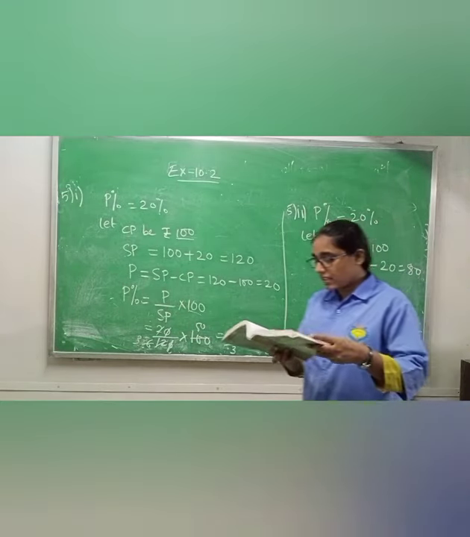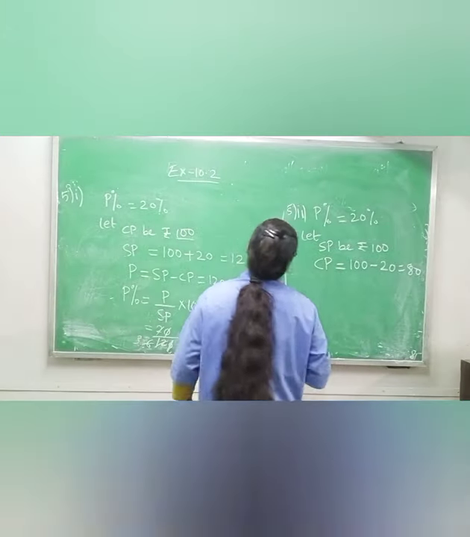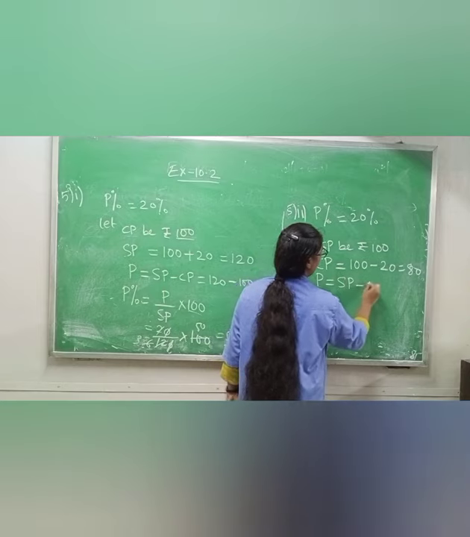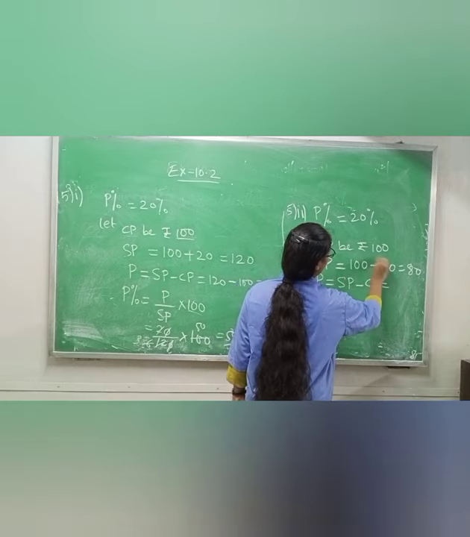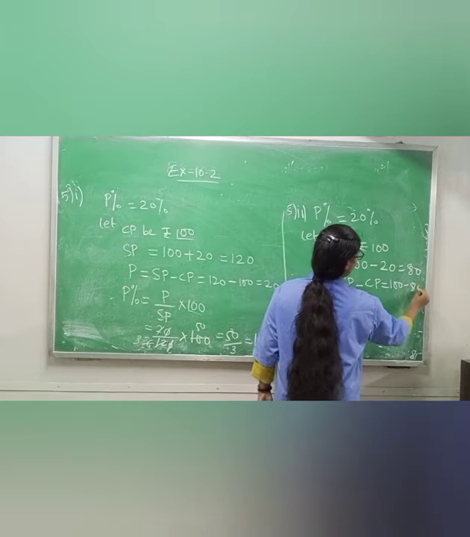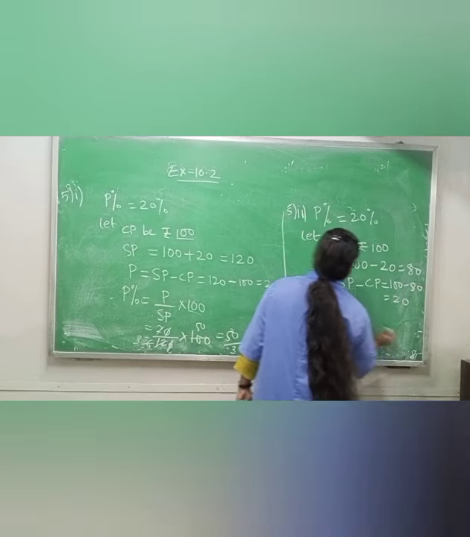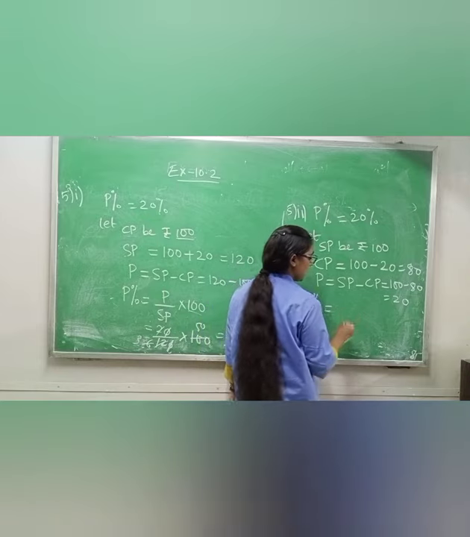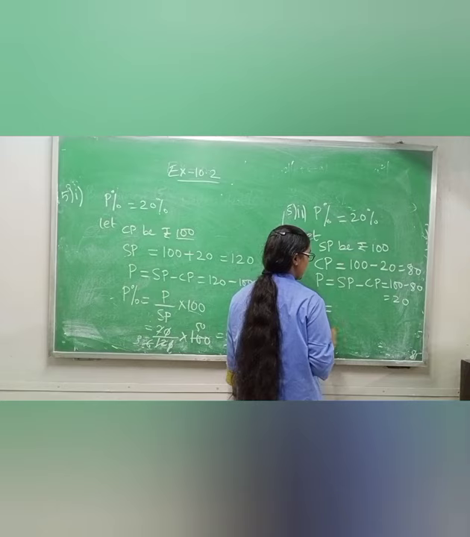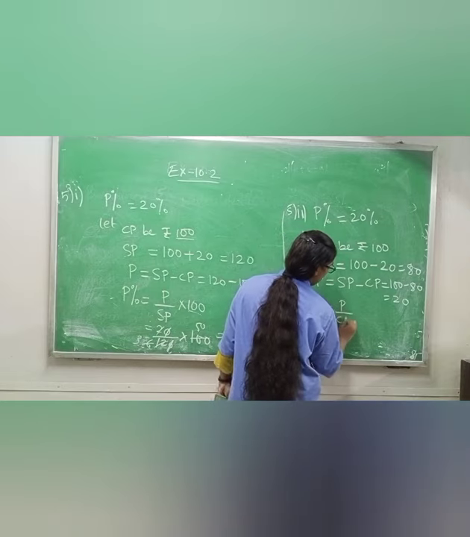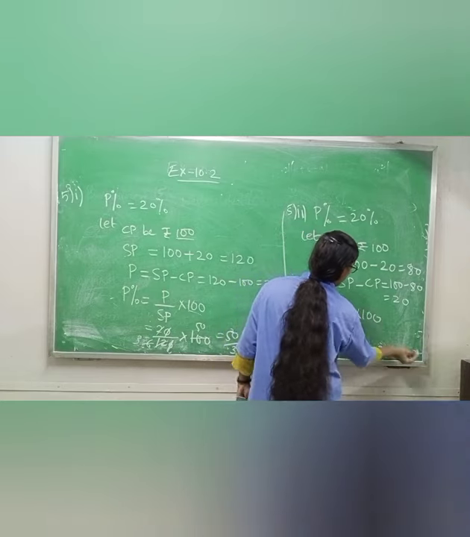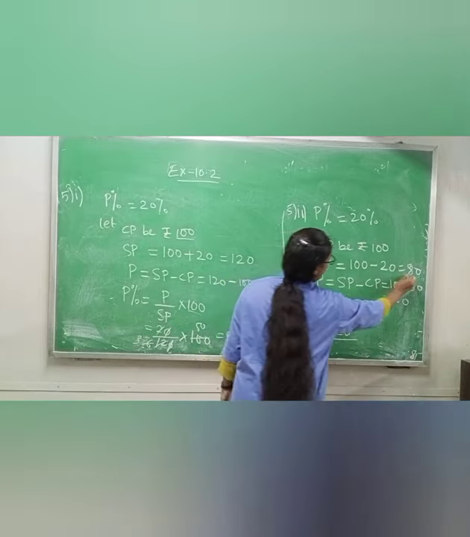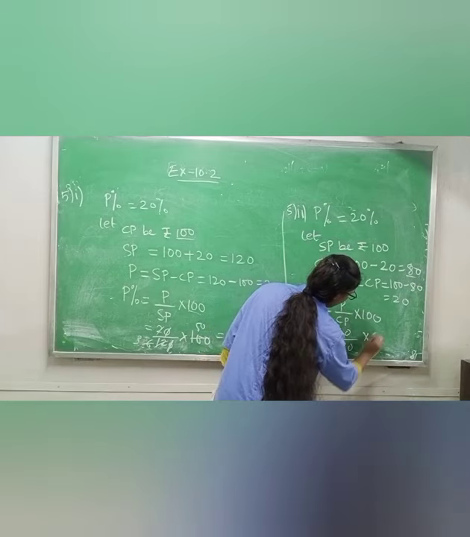Now what are they asking? What is the profit percentage? Now we have to find profit. Profit equals SP minus CP. So SP is 100, CP is 80, profit is 20. Now profit percentage on CP. For CP, the formula will be the same as we did in exercise 10.1: profit by CP into 100. Profit is 20, CP is 80, into 100.